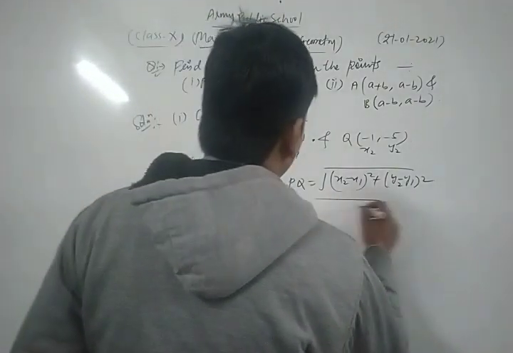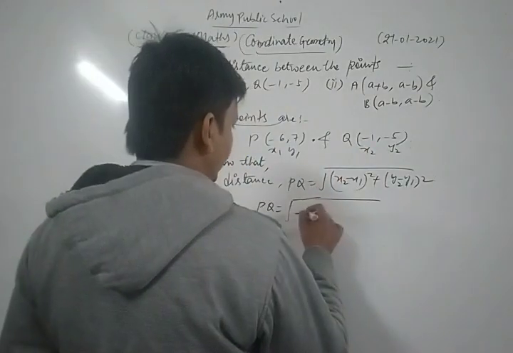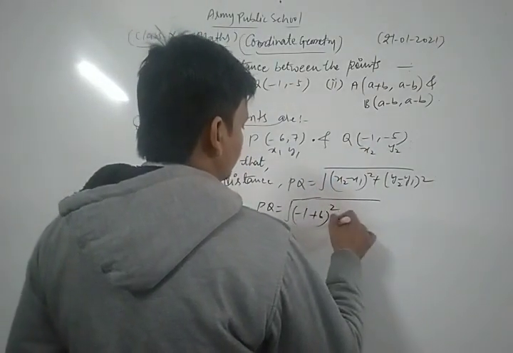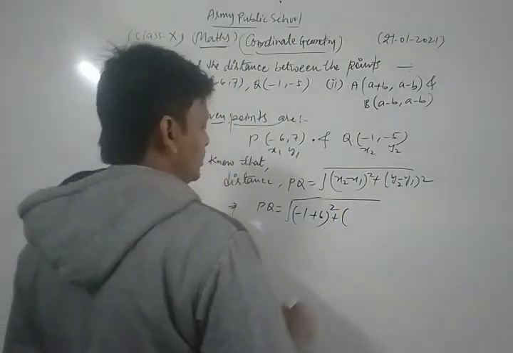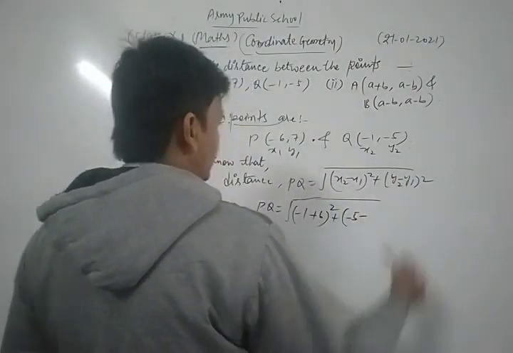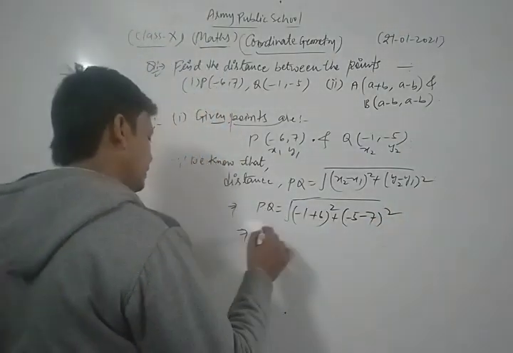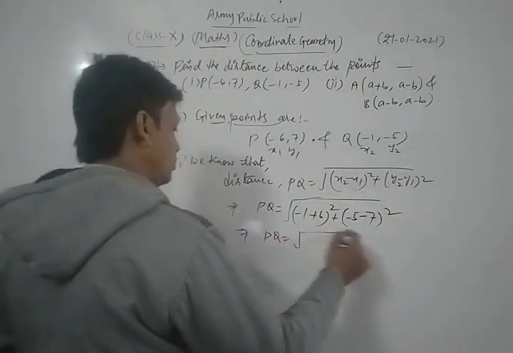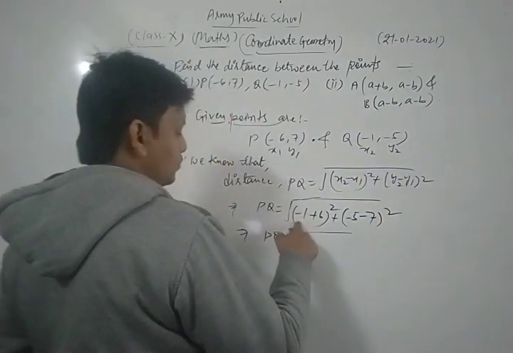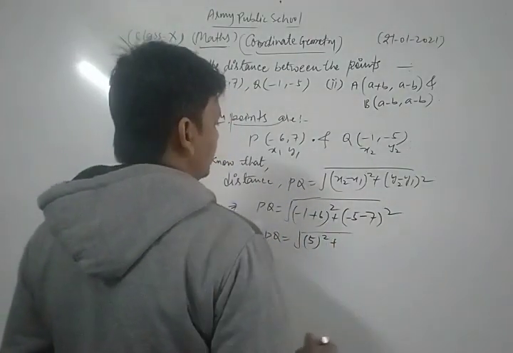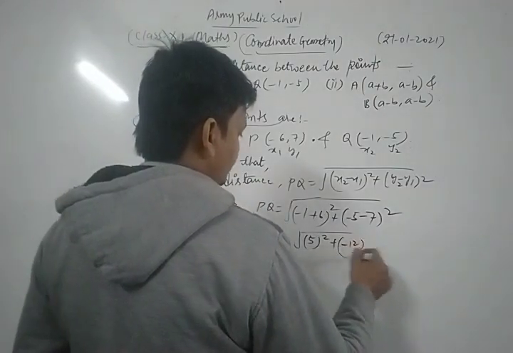PQ is equal to x2 minus x1. The value of x2 is minus 1, x1 is minus 6. So minus minus plus 6 whole square plus now y2 minus y1. y2 is minus 5 minus y1 is 7. Now we get PQ is equal to under root, minus 1 plus 6, this is plus 5 whole square plus this is minus 12 whole square.